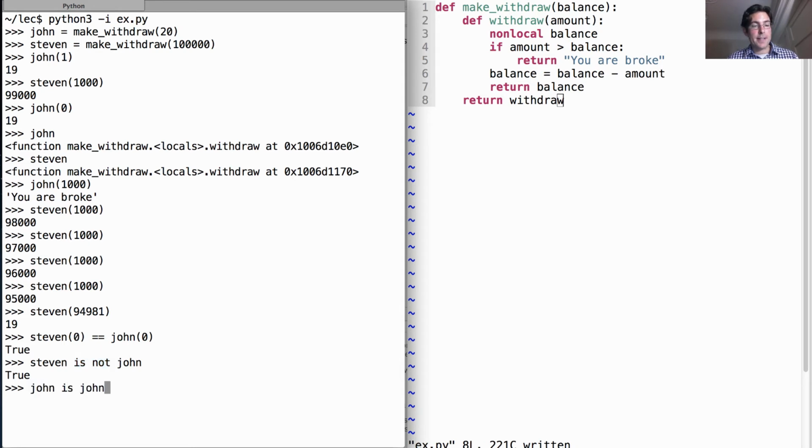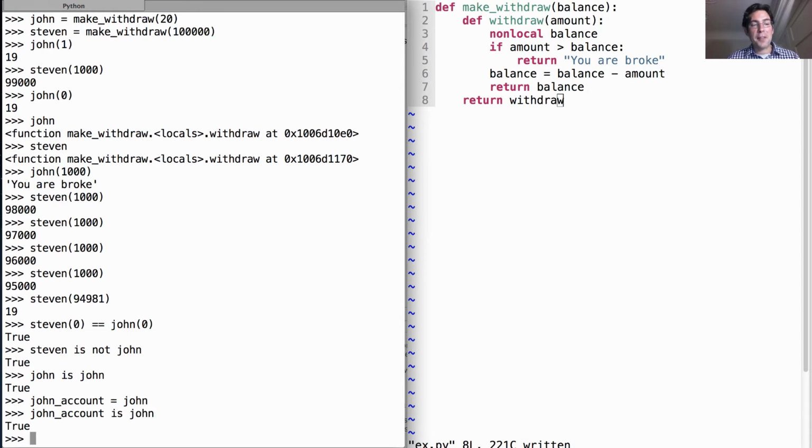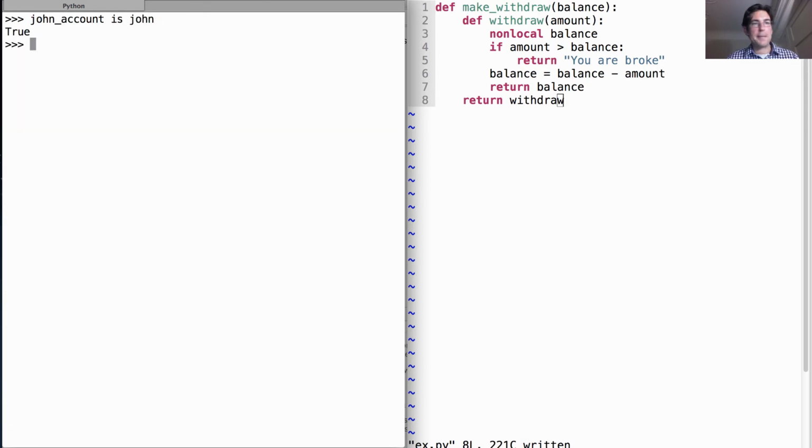Whereas John is in fact John, and if I give John a different name, such as John's account, then John's account is still John. They're just two different names for the same thing, which means that if I withdraw from John's account, and then I withdraw from John, I'm really withdrawing from the same account twice over. But Steven still has $19 left.